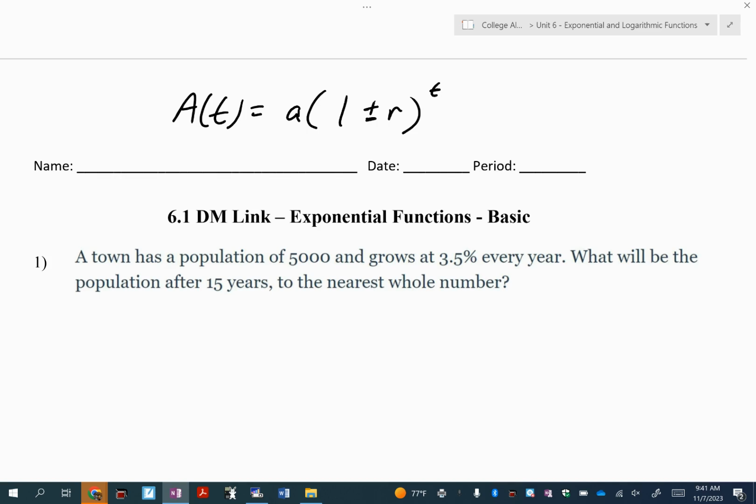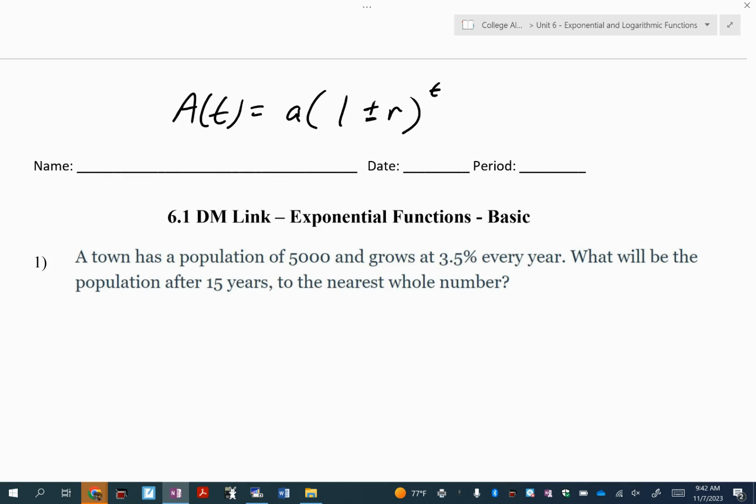You're after it in time. It is A of t. This is the amount. See the capital A? The capital A is the amount at time t. So the amount in 15 years equals, do you see this little a, the lowercase a? This lowercase a is the initial value or the initial amount. All right, so your starting point. Do you see r? r is the rate at which it's growing or decaying.